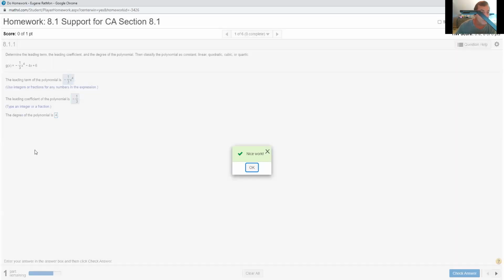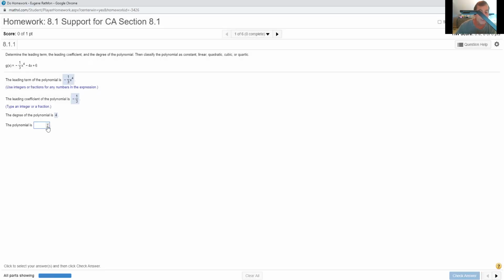And then finally, it's going to say what kind of polynomial is this? Well, we looked on our chart a while ago. If it was a degree 4, it was a quartic. Okay. All right, so that should be all of that question. Let's move on to the next one.